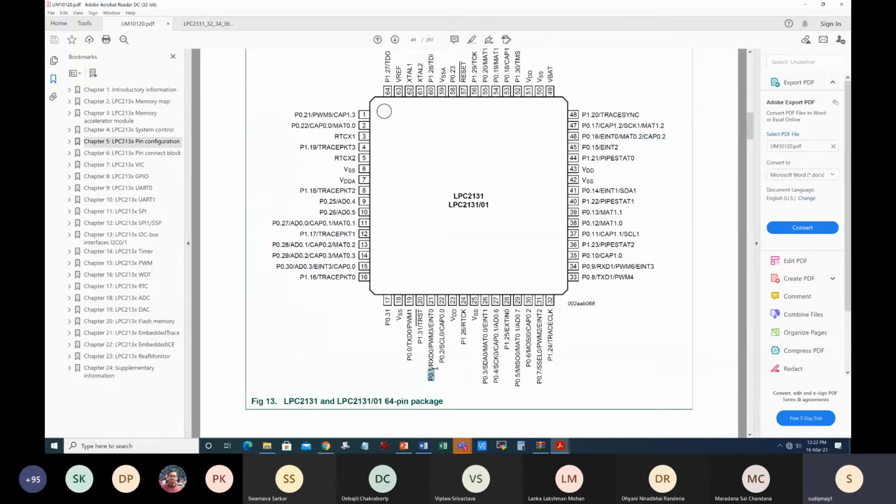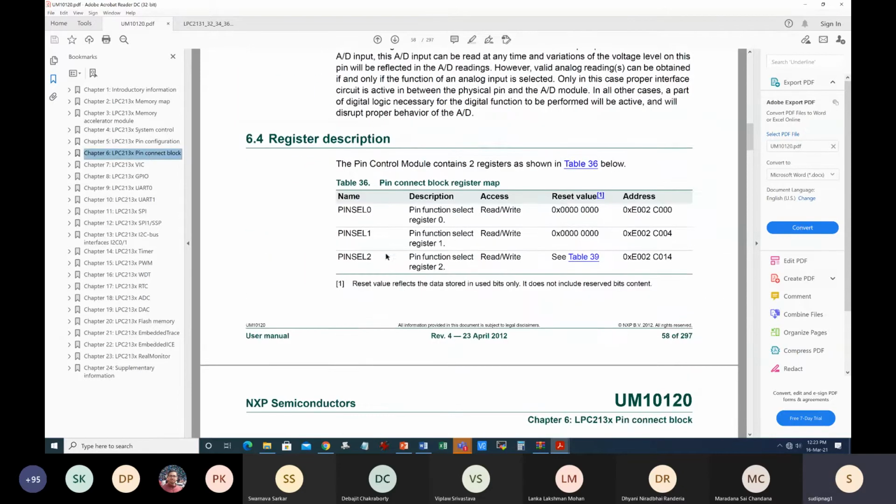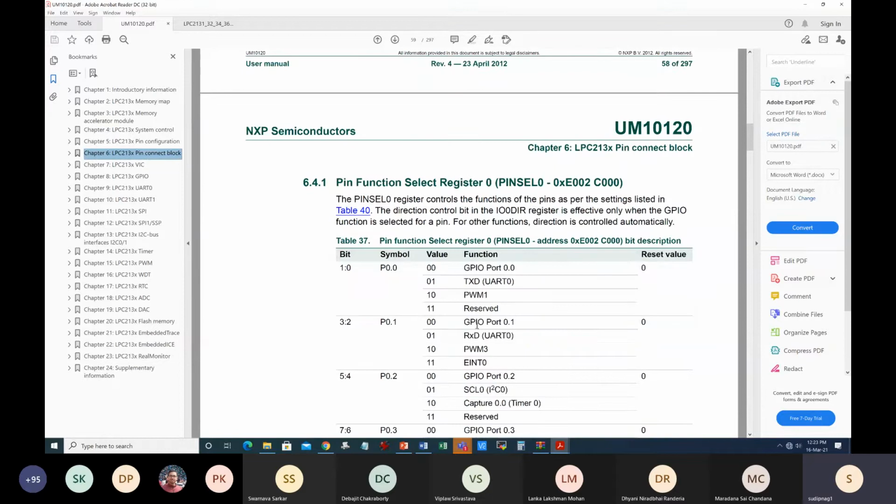Okay, so now coming back to port 0.1, if you look at those 4 functions, if you want to use it as GPIO, write 00, or you can write any one of the other 3 combinations on bits 3 and 2 of pin cell 0, where you can select RxD0 or PWM3 or external interrupt 0. Likewise, every port pin on this microcontroller can be configured, so the pin function can be selected through this pin cell 0.